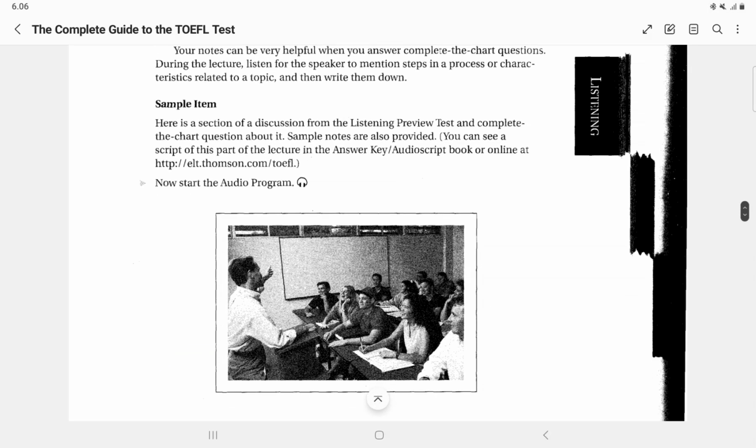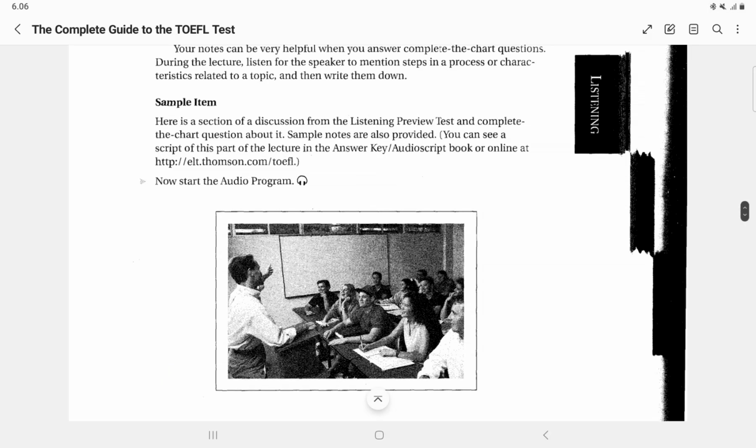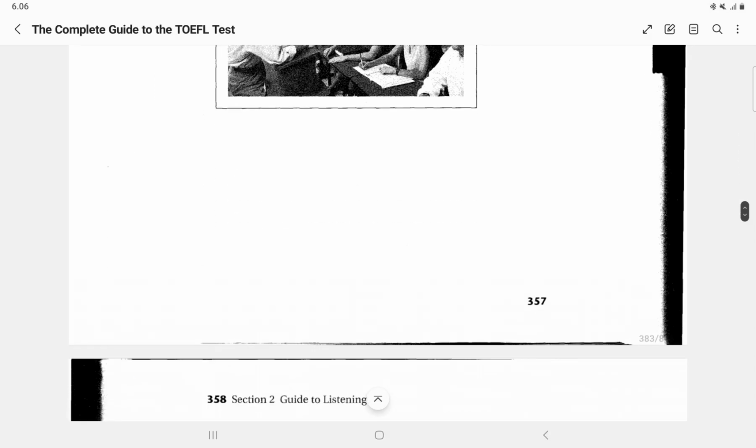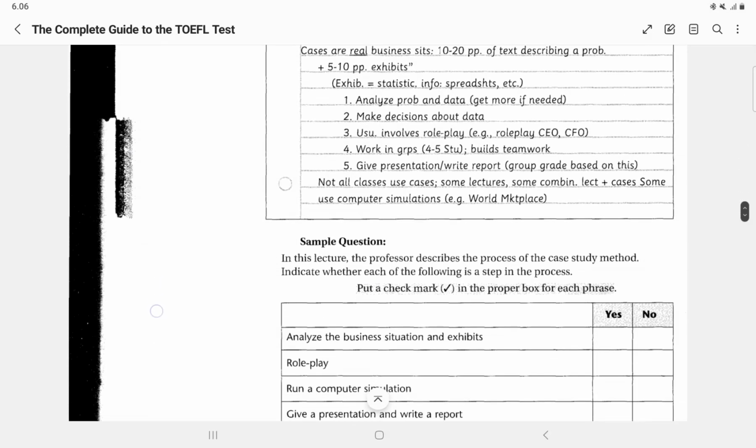Your notes can be very helpful when you complete the chart questions. During the lecture, listen for the speaker to mention steps in the process or characteristics related to a topic, then write them down. Sample item.